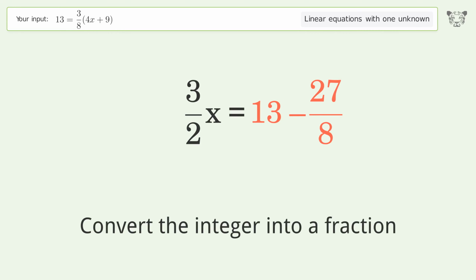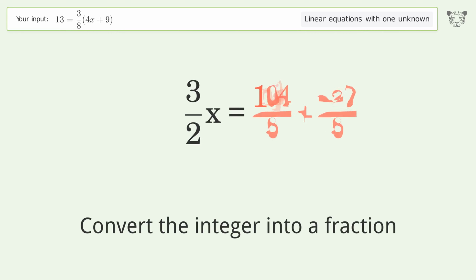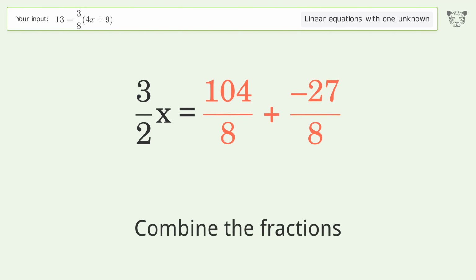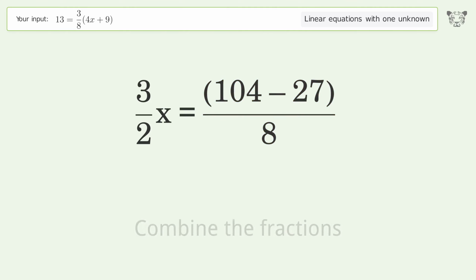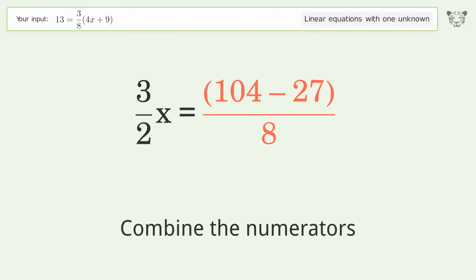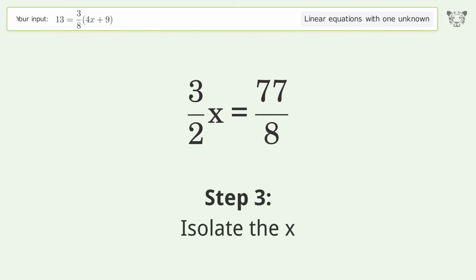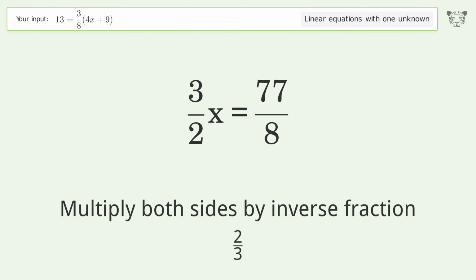Convert the integer into a fraction. Combine the fractions. Combine the numerators. Isolate the x. Multiply both sides by inverse fraction 2/3.